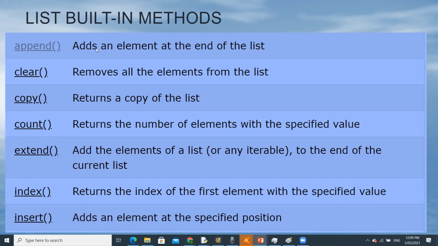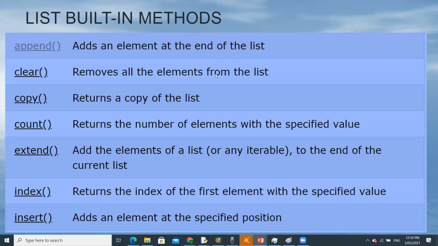Guys, if you have, for instance, 4 elements or 5 elements in your list, it will give you back how many elements are there in the list. Extend adds the elements of a list or any iterable to the end of the current list. Fine. Extend and append are quite similar, so here we are doing the same thing. Okay. And then index returns the index of the first element with the specified value. Insert adds an element at the specified position.